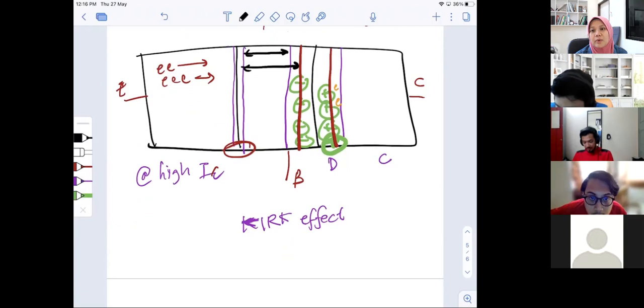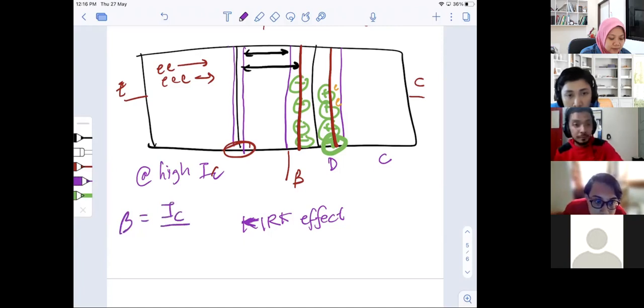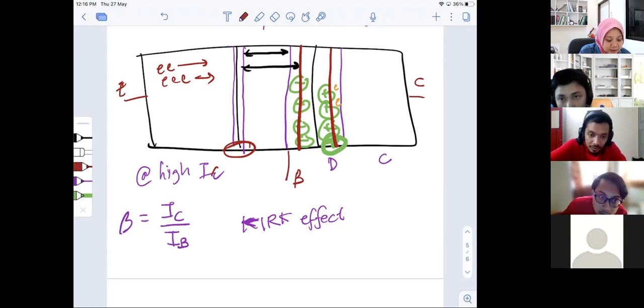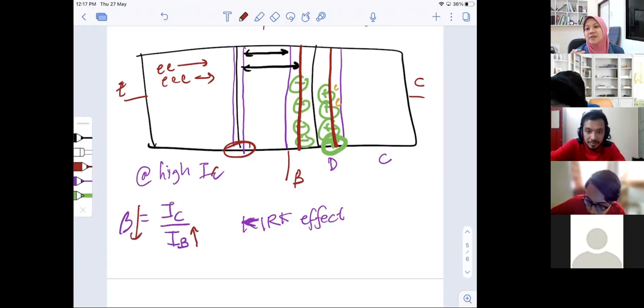Therefore, more recombination. How about IB? More IB. IB increases. So what happens? IB will increase. Okay, beta decreases. So that explains the effect.